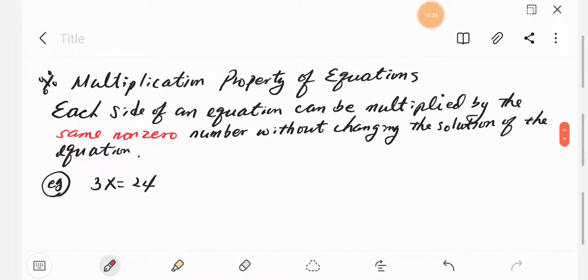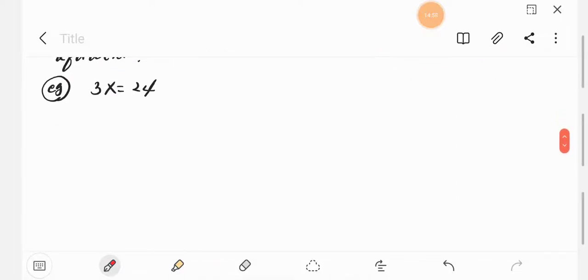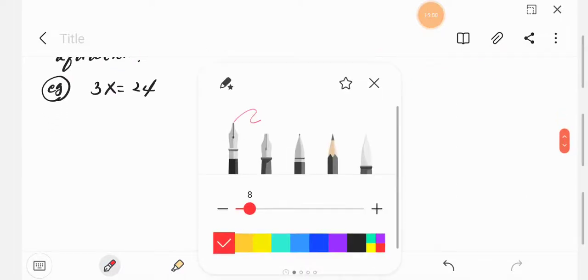So here is the multiplication property of equations. This means each side of an equation can be multiplied by the same non-zero number without changing the solution of the equation. So here is an equation: 3x is equal to 24.